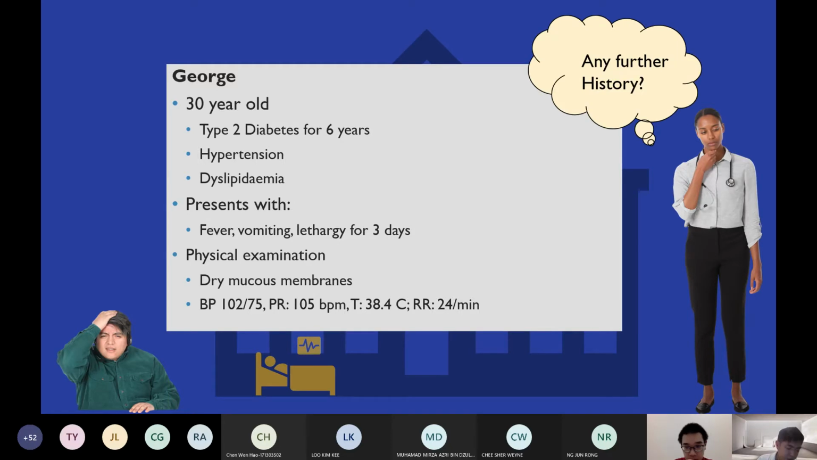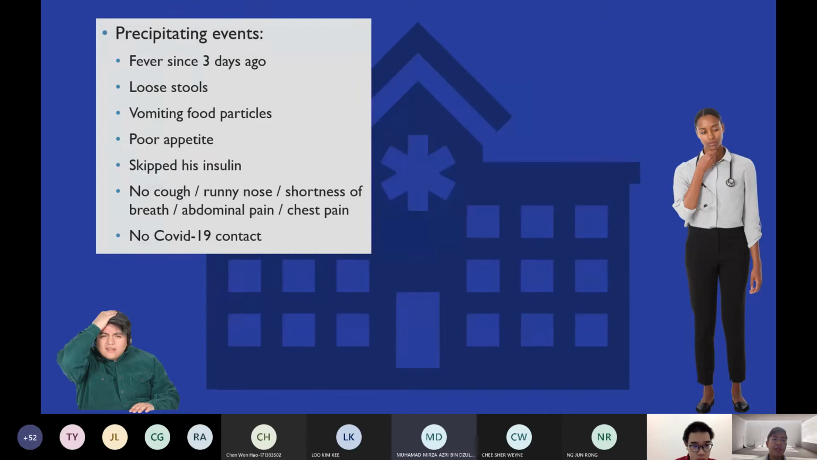Okay. Now, any further history you want to ask? I think I'd like to ask a bit more about his diabetic control, to see whether he was previously changed to insulin, what his compliance has been recently, and any recent infection or anything that could have triggered the HHS. Okay, all right, so you're correct. We need to identify any precipitating events.